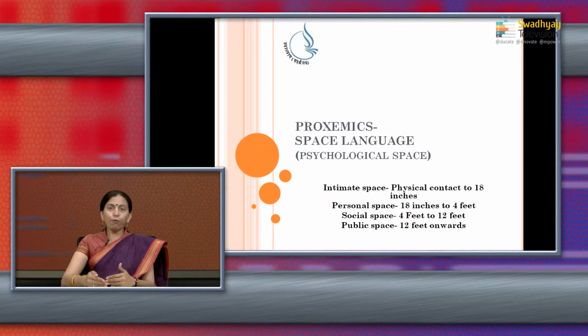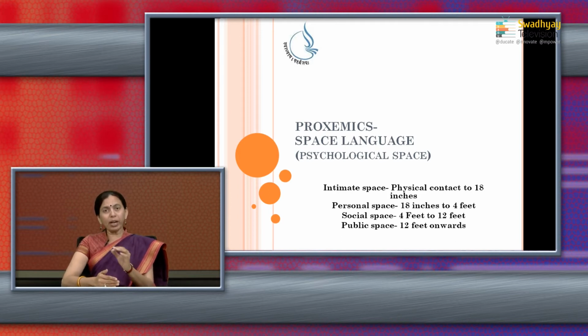So, from a child and a mother or a father and a child, siblings, spouse, husband and wife, or maybe best buddies, they would be very close, they may hug, they may kiss, they may have physical contact up to 18 inches relationship. So, that is intimate relationship. After 18 inches to 4 feet, you can have a glance over the slide also, just have a glance over the slide that says from 18 inches to 4 feet, that is personal space.